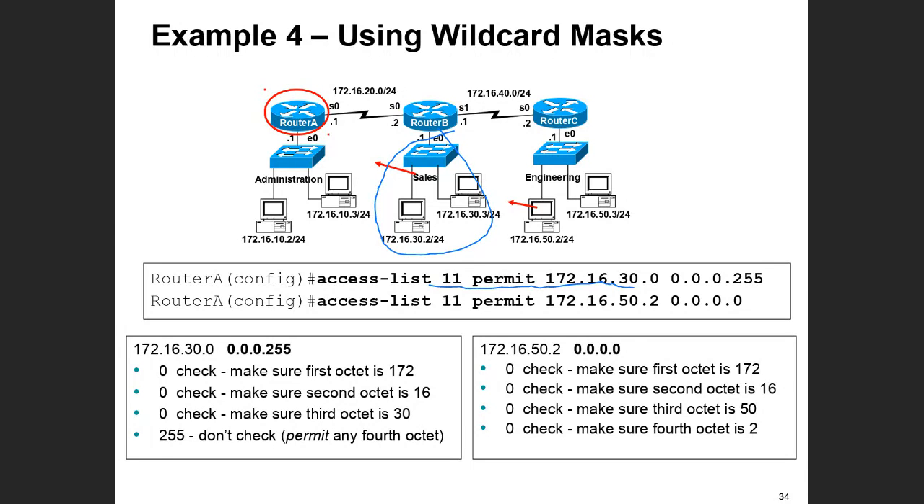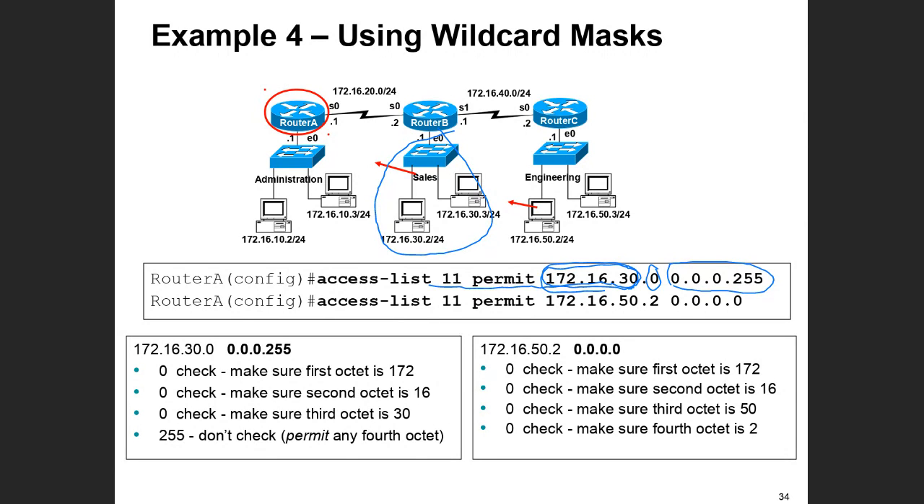So let's look at our wildcard statement here. It's 0.0.0.255. So this means if you have the IP address of 172.16.30, the first 3 octets must match, you're permitted. I don't care what your last digit of your IP address is. So if it's .2, .3, .4, .5, any possible address is permitted.